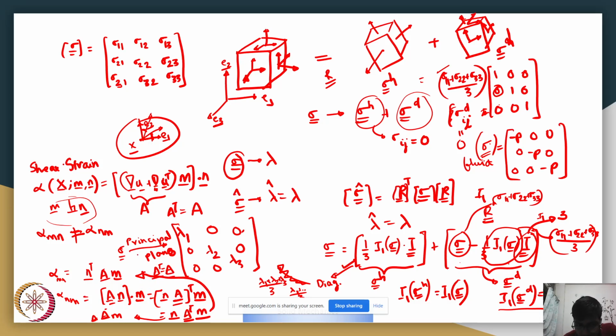Is this clear? It depends essentially on this, because you have grad u plus grad u transpose, so this whole matrix is symmetric. Because of that, no matter what order you take, it works. If it was not symmetric, then you would have a problem. Sorry, I'm taking the transpose, so it should be n transpose A.